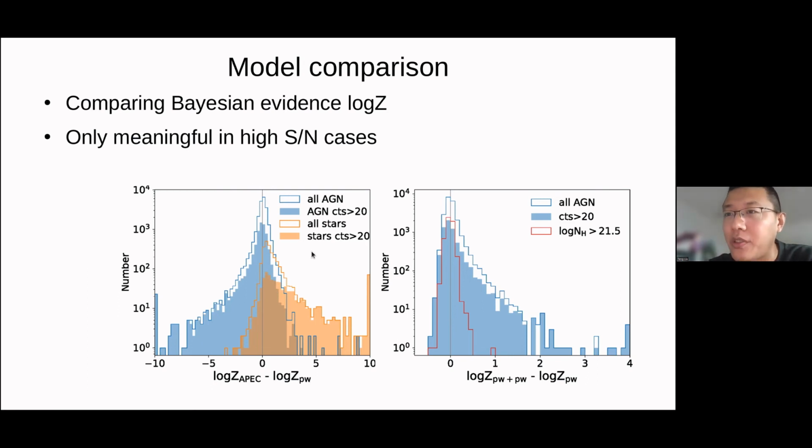To model potential soft excess components, we added a second power law component. Here we compare the double power law model with a single power law model. With this comparison, we can select these sources above a threshold. They favor the double power law model over the single power law model. We can see that in these sources, the soft excess component is detected.